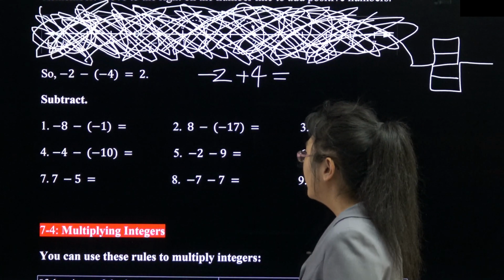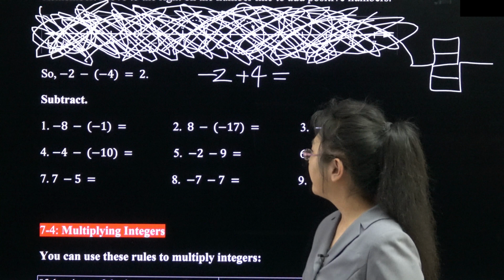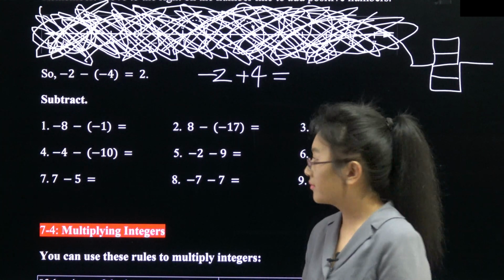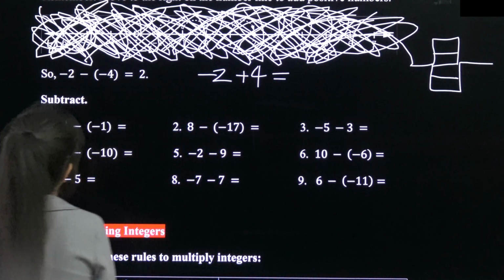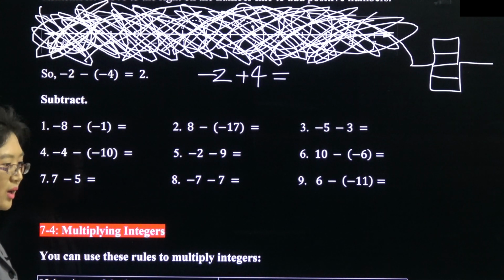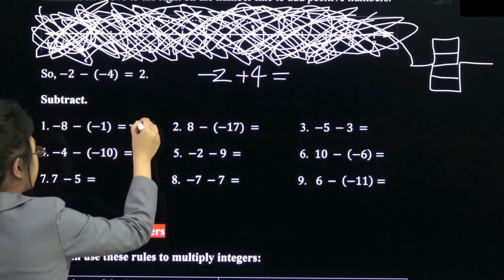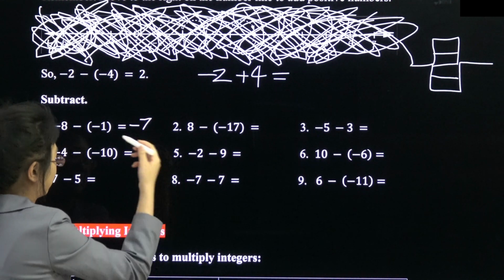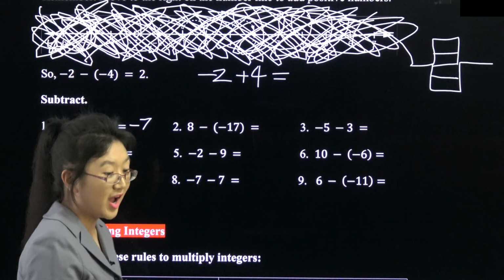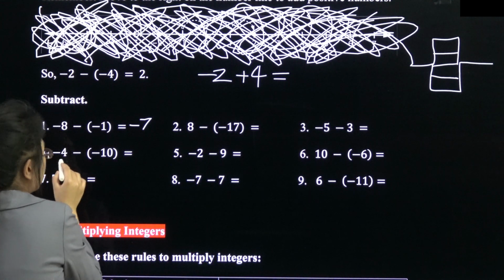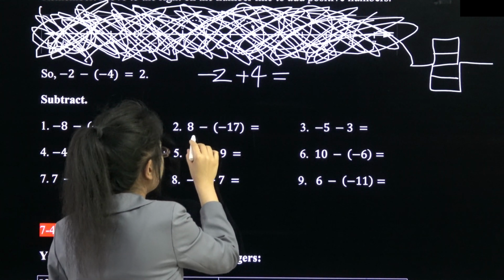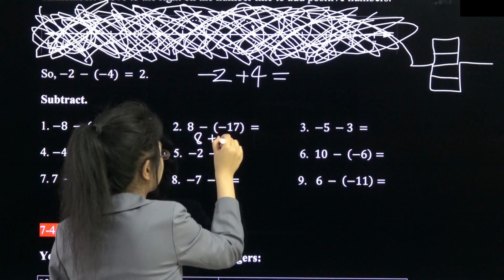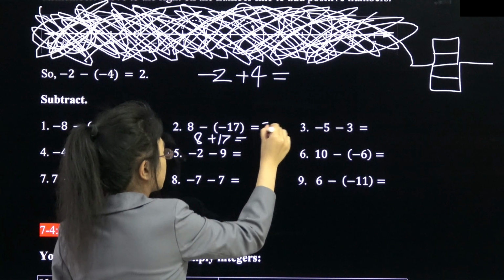Now, subtract. Negative 8 minus negative 1. So that's a negative number plus 1. Now negative 8 plus 1 would be negative 7. Because you're going up 1. And if you go up 1, it's negative 7. Not negative 9, that's going down. And then we have 8 minus negative 17, which is equal to 8 plus 17, which is 25.